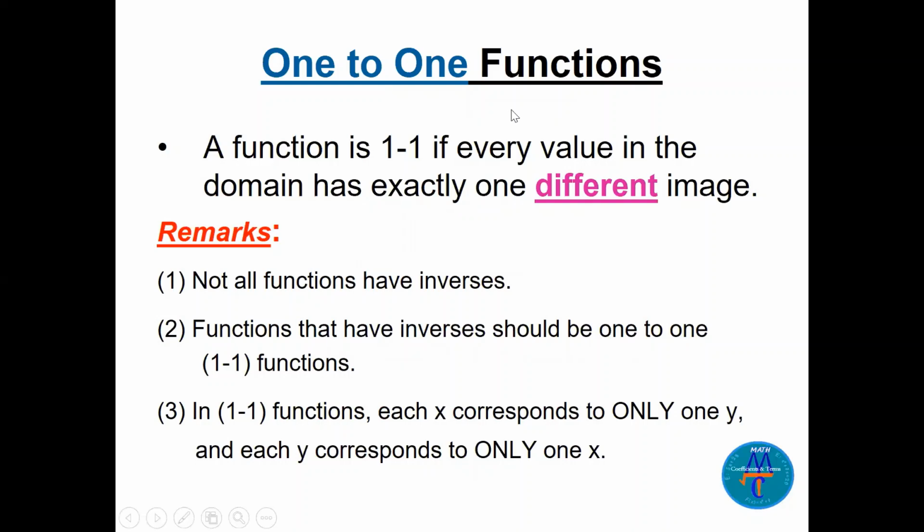One-to-one functions. A function is one-to-one if every value in the domain has exactly one different image. It's so simple, so easy. Some functions are one-to-one, some functions are not one-to-one. So every x has exactly one different y. Not all functions have inverses. Functions that have inverses should be one-to-one. So as I mentioned before, in one-to-one functions, each x corresponds to only one y.